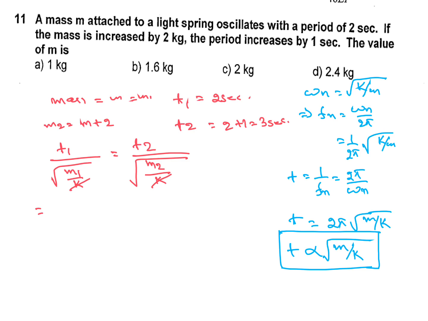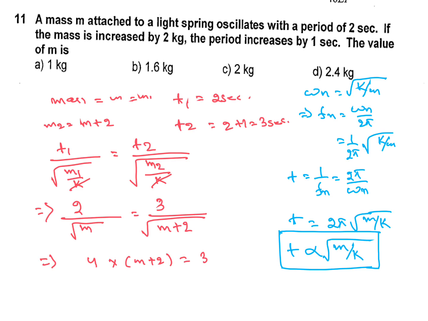So T1 is 2 seconds, m1 we know is m, T2 is 3 seconds, m2 is m plus 2, increased by 2 kg. So squaring, 4 into m plus 2 equals 3 square, which is 9, into m. So 4m plus 8, right side 9m.